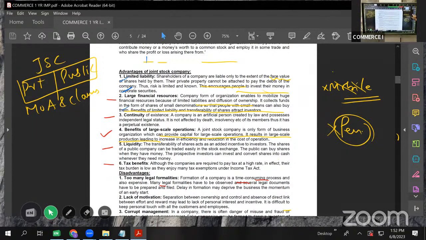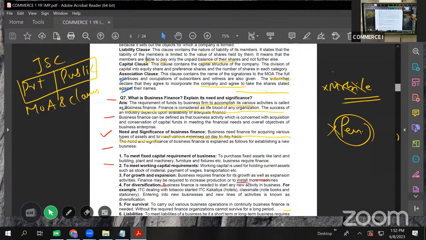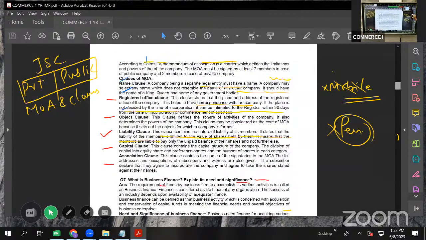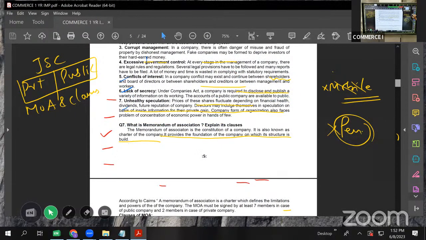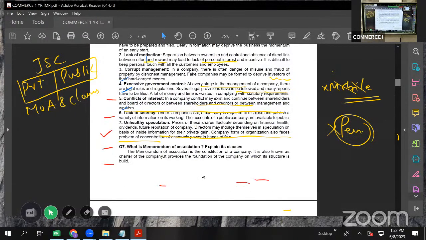Then corrupt management. Because management is taken care of by paid employees, there are possibilities that they can succumb to some external pressure and can be corrupt. They can indulge in malpractices, dishonest practices. So that is possible.